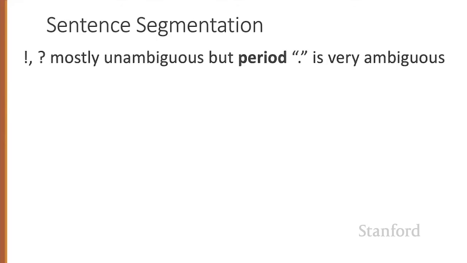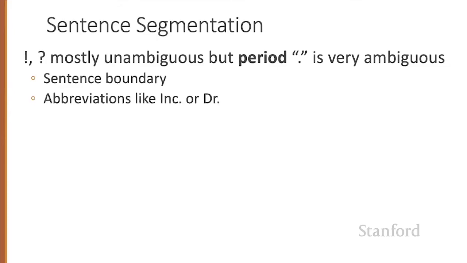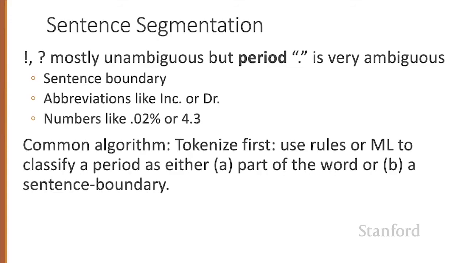Finally, we're often going to want to break off larger discourse chunks like sentences. In English, sentence segmentation, you can often do a lot just with the final punctuation. If you see an exclamation point or a question mark, probably we're at the end of a sentence. Period, on the other hand, is somewhat more ambiguous. A period can mean a sentence boundary, but can also be an abbreviation like Inc. or Dr., or there can be periods in numbers. So a common algorithm is first to tokenize.